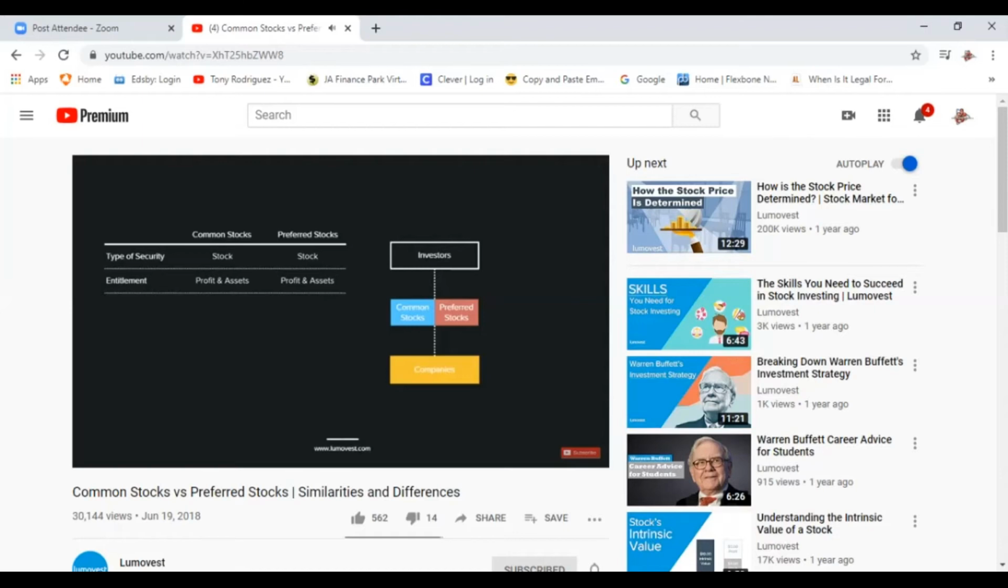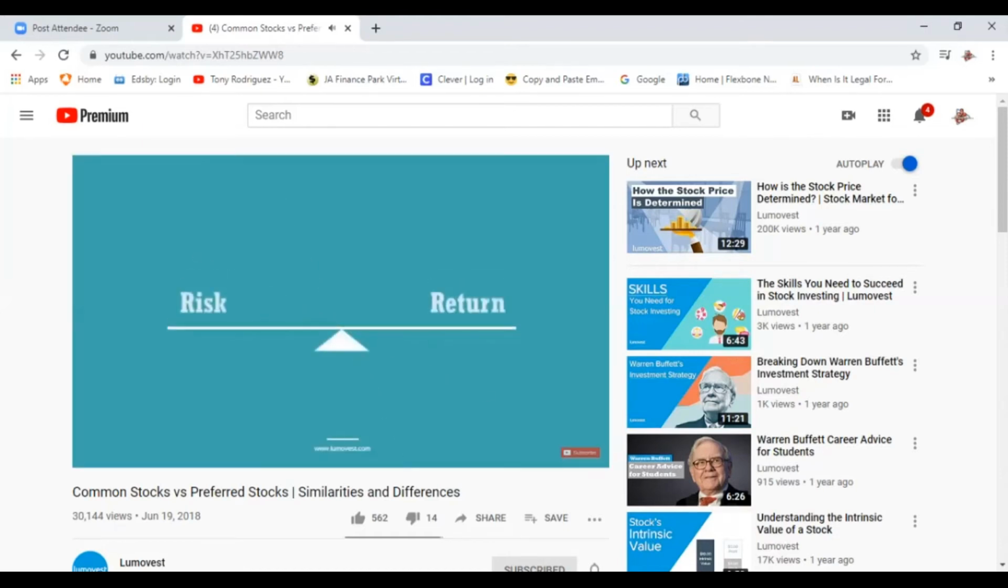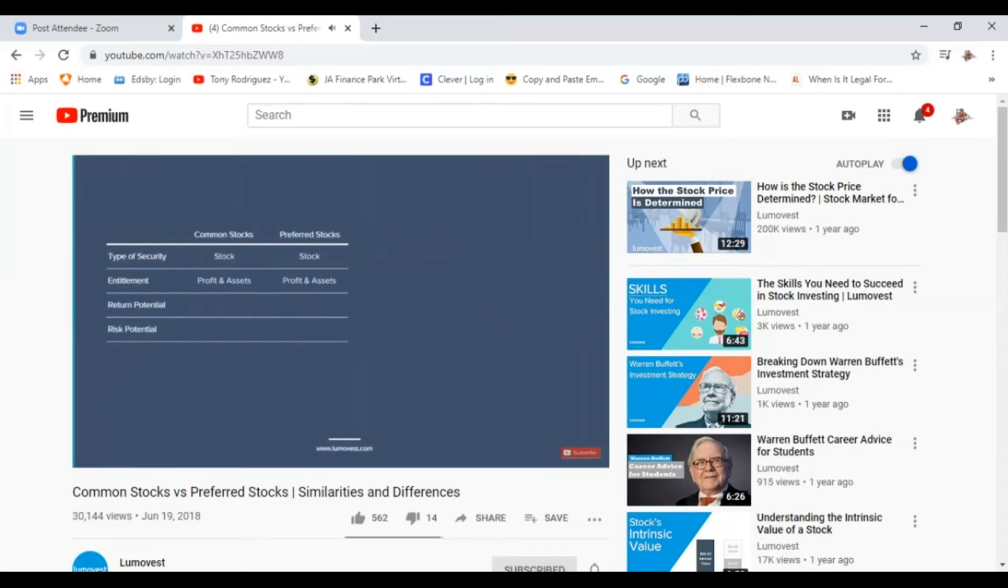So, how are they different? The key differences between the two types of stocks are mainly in terms of the investment return and risk profile. Said differently, the key differences are how the investors can profit from the investment and the level of risk investors have to bear. Common stocks generally have higher return potential than preferred stocks. That's because whereas common stockholders profit from both capital gains and dividends, preferred stockholders profit mainly from dividends.